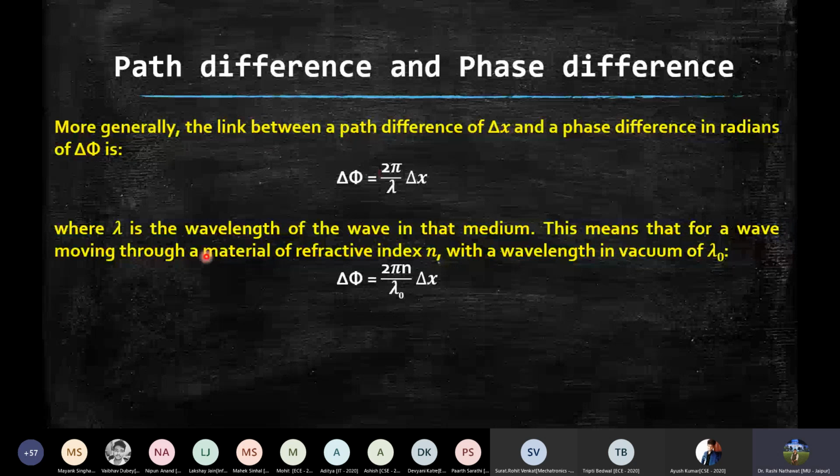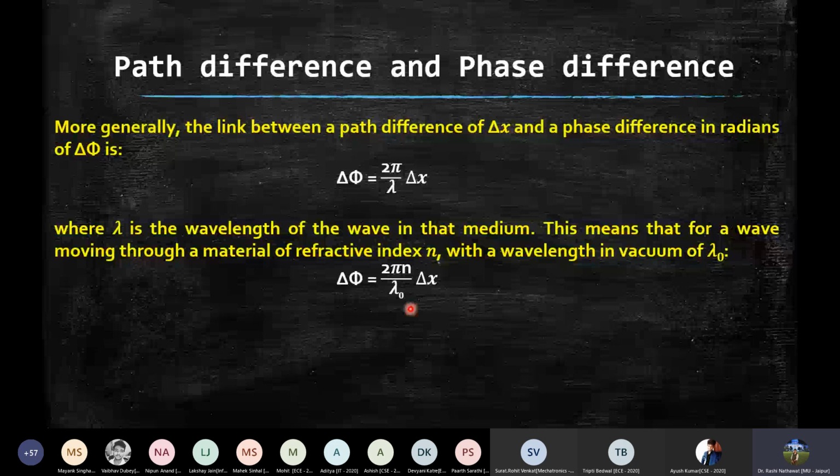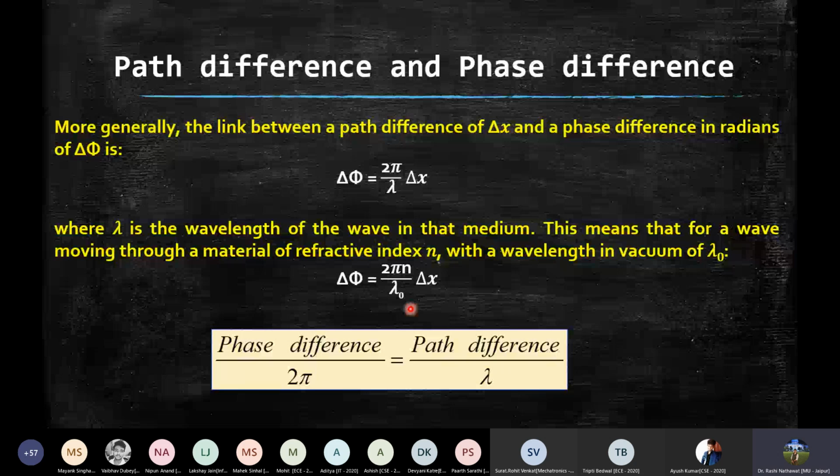Okay. And when lambda is the wavelength of the wave in the medium, when we talk about the medium, then the refractive index will come into the picture. So we will multiply with n also here. In that case, the phase difference is equal to 2 pi n over lambda naught, because lambda naught is the wavelength in the vacuum, times delta x. So let's simply derive it. Let's find out the path difference of a wave when it is traveling in free space.